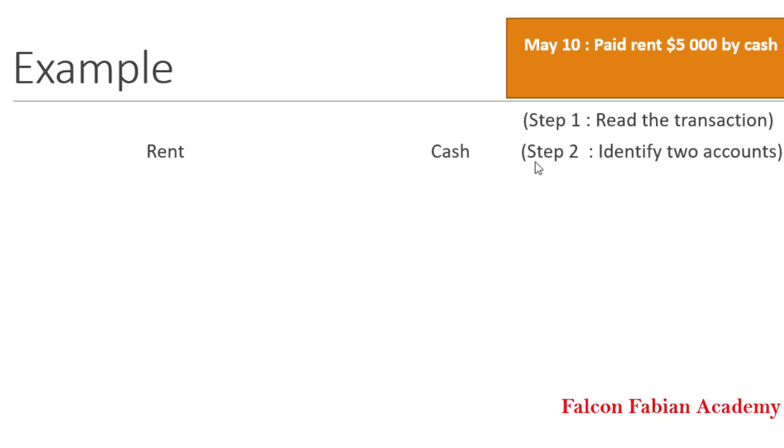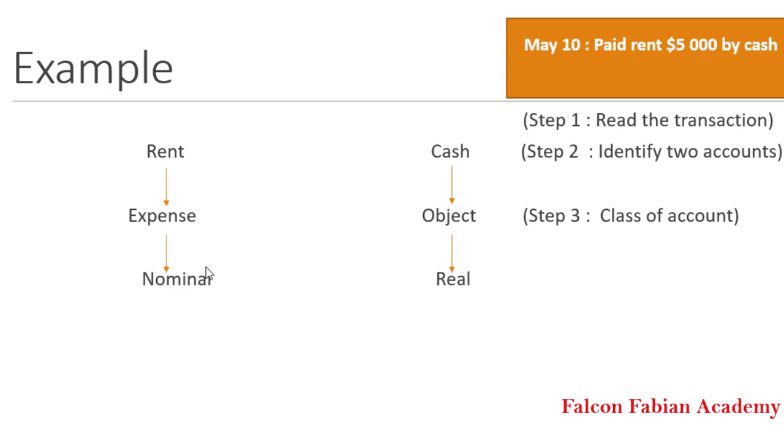Now the third step is to identify what type of account or what class of account are these. So what is rent? Rent is an expense for the business here. And what is cash? Cash is an object. It's a resource for the business that is being used to pay rent. So rent is an expense and cash is a resource or an object. Now expense would come under nominal account, or the rule for nominal account is going to be applied to it. And cash is an object, it's an asset, therefore it belongs to real account. So the rule for a real account is going to be applied.